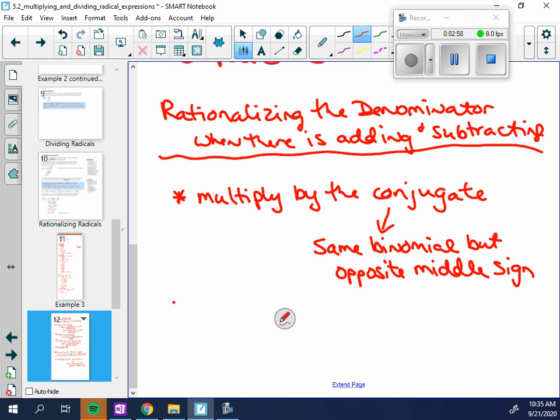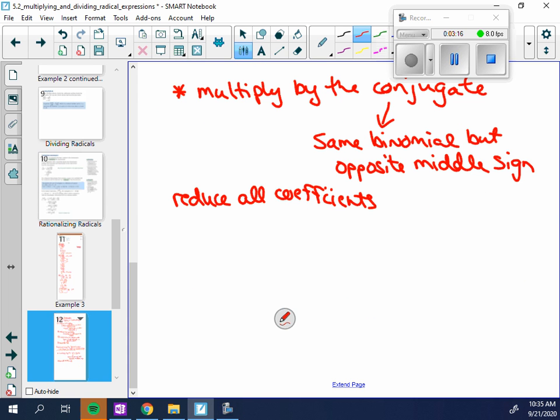Okay? And when you go to reduce all coefficients, so that's the numbers, coefficients. Reduce all coefficients if possible. You can't just reduce a couple of them. You've got to do all of them at once. Okay, and we'll go back and I'll show you what that other example is.